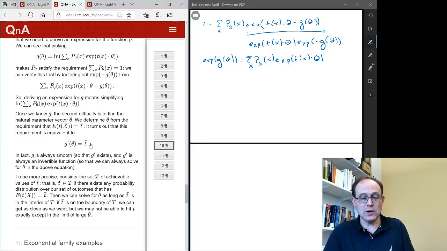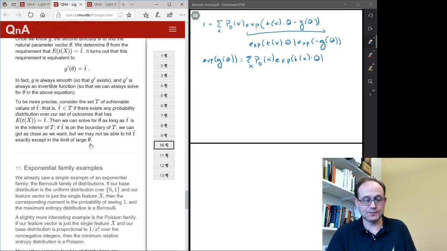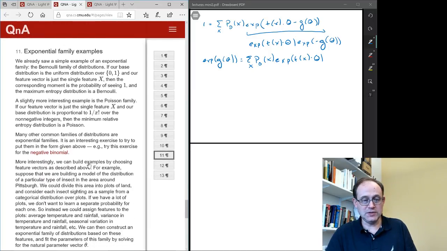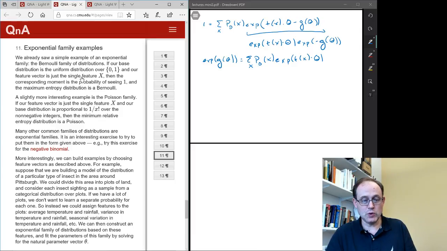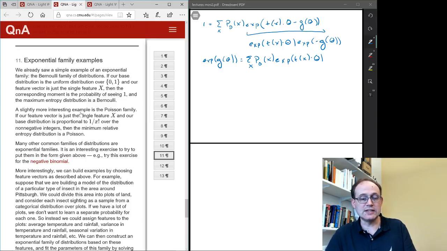All right, so that's sort of an abstract overview of how to solve maximum entropy problems. We mentioned a bunch of examples last time, Bernoulli, Poisson, negative binomial. In a few minutes, what I'm going to do is go over in a little bit more detail one of these examples, just do a worked example so that you can see what this computation looks like.